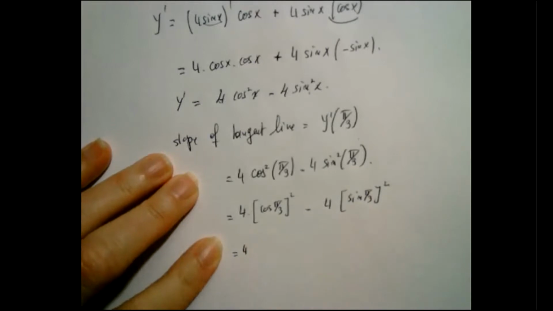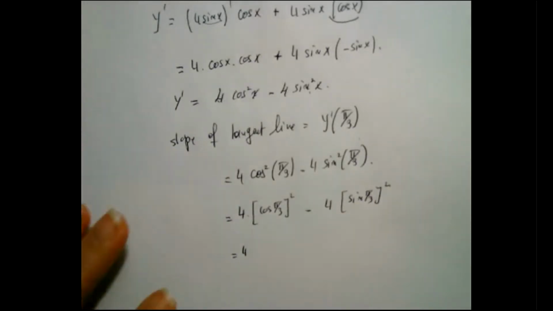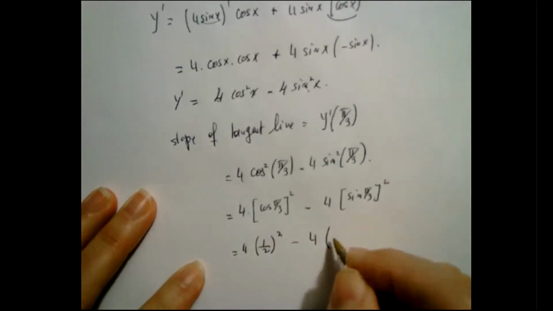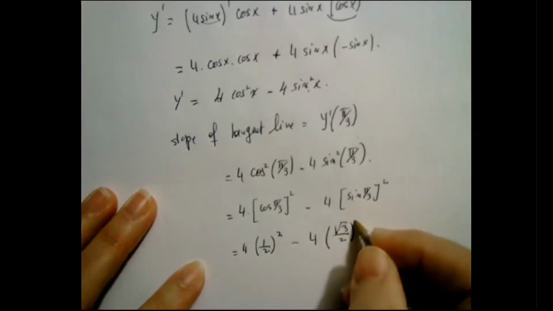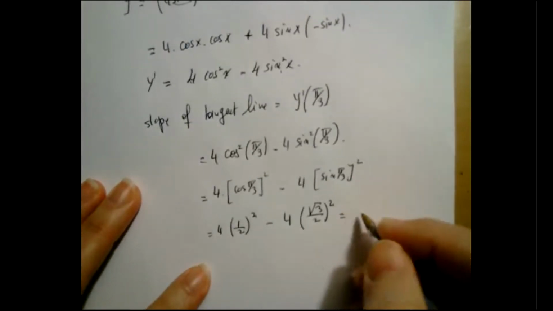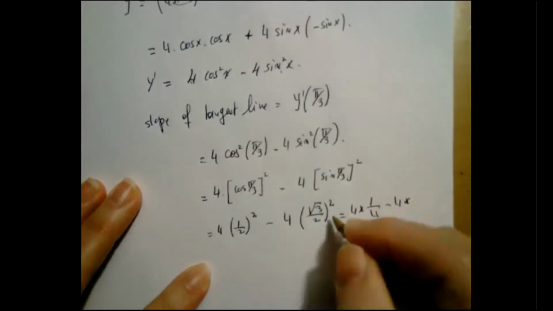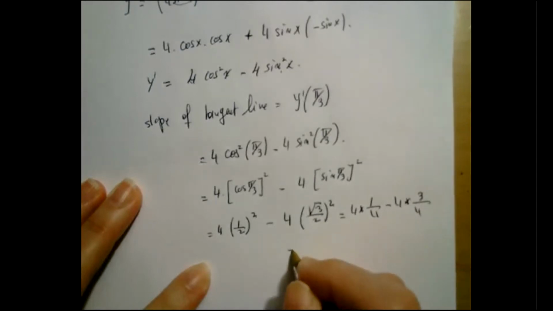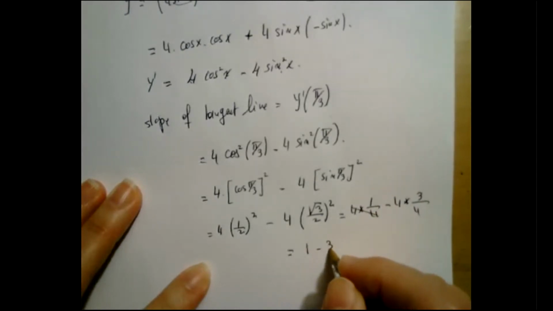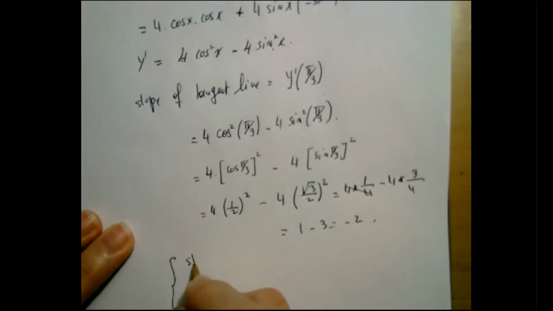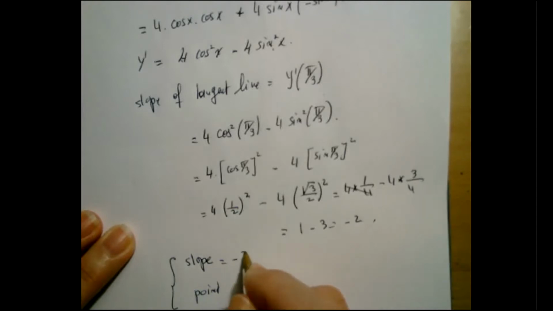Now, cosine of pi over 3 is something we should know: it is a half, squared, minus 4 times the square root of 3 over 2, squared. So finally I get 4 times 1 over 4 minus 4 times 3 over 4. I end up with 1 minus 3, which is minus 2. This gives me the slope of the tangent line. Now I need a point. So that's the slope and the point. The slope is minus 2.